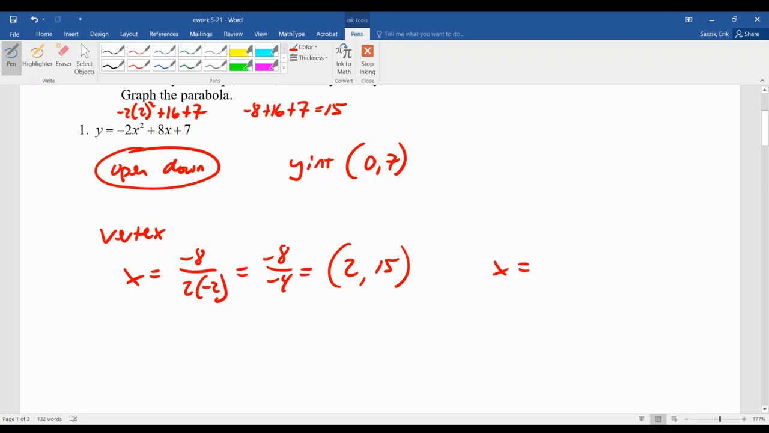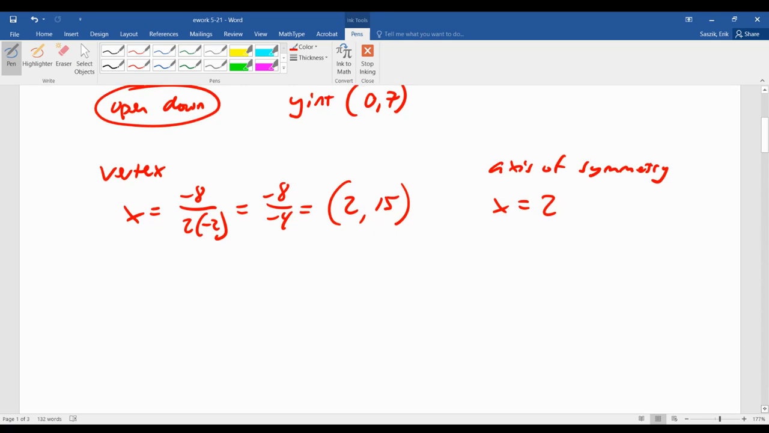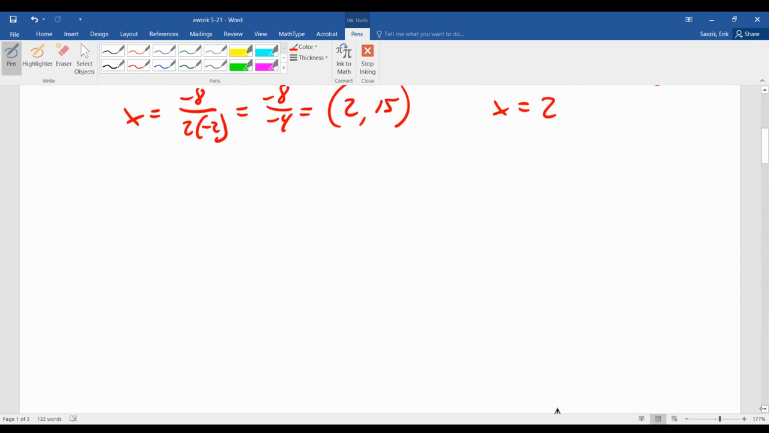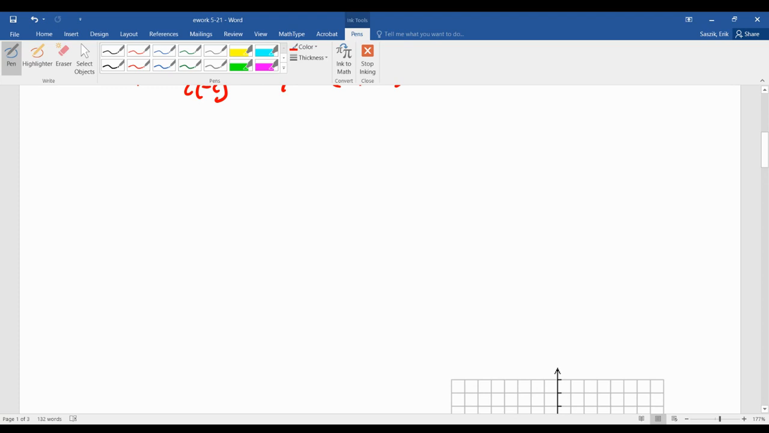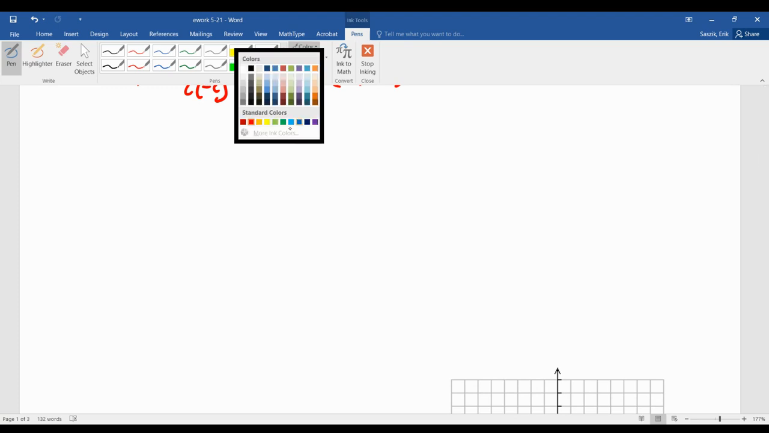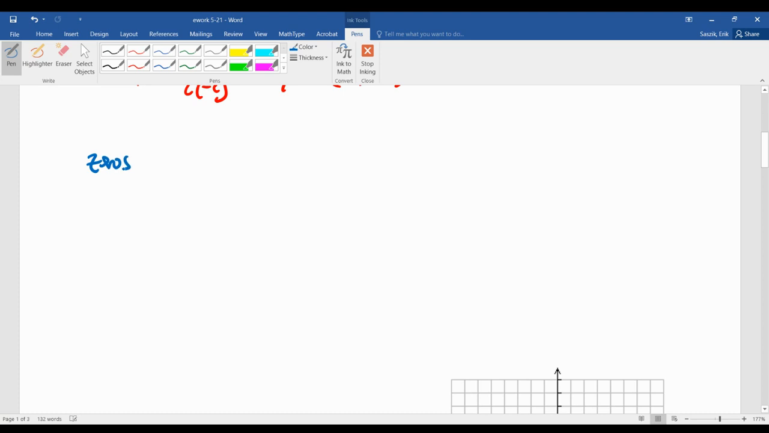And remember, once we've established the vertex, we know that the axis of symmetry is x equals 2. So the only thing we have left to do is find the zeros, and then we're going to graph it here at the bottom. Okay? So the zeros, remember that would be 0 equals -2x squared plus 8x plus 7.